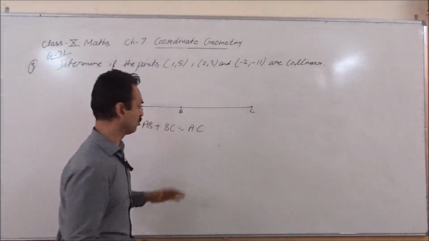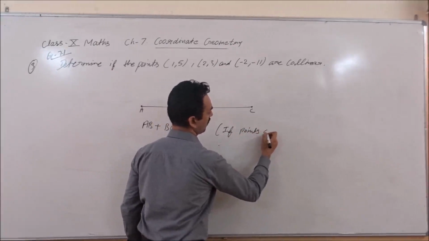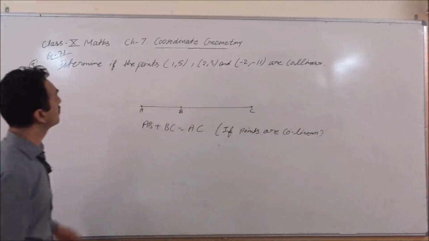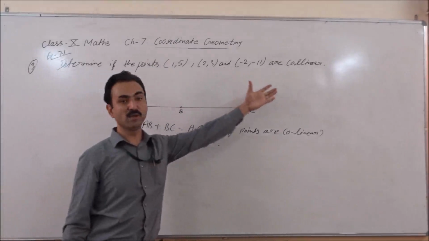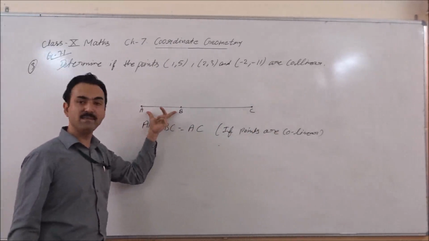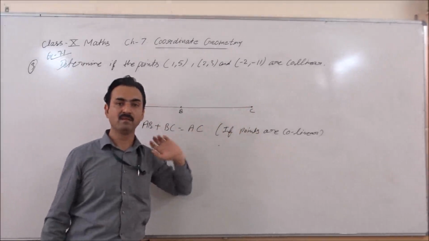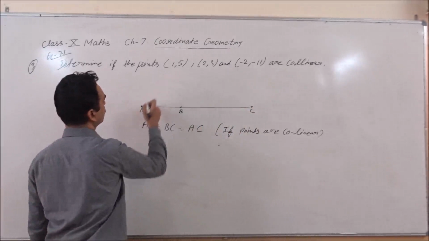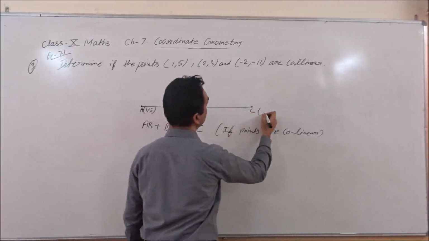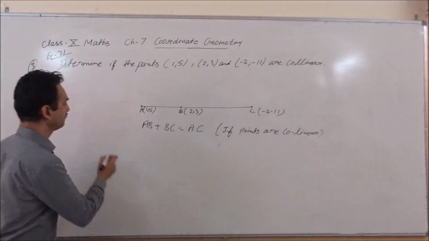If the points are collinear, we have to prove it. Can you use the distance formula to prove this? Yes. First you will find AB, then you will find BC, and then you will find AC. A point is 1, 5, B is 2, 3, C is minus 2, minus 11. So first you will find AB.